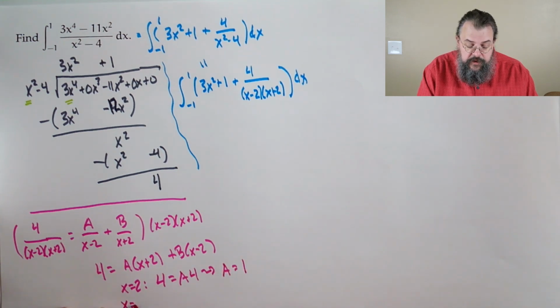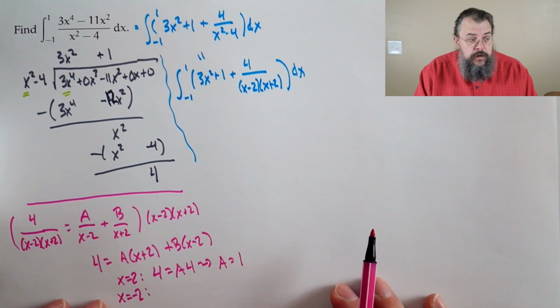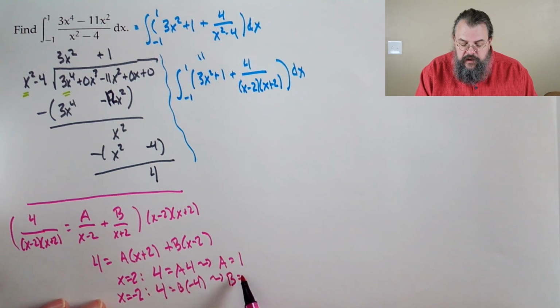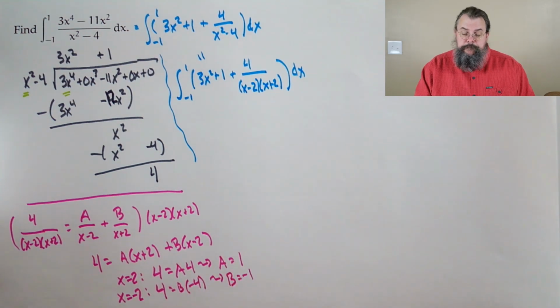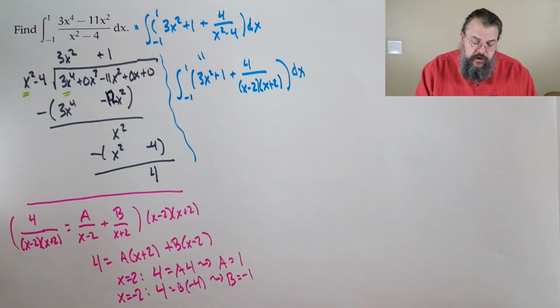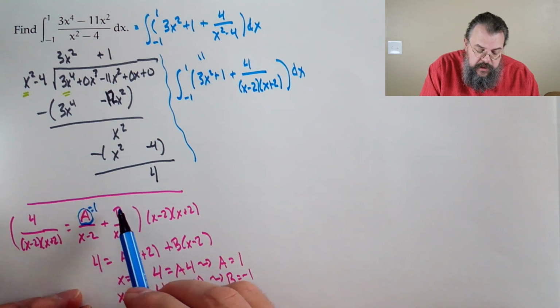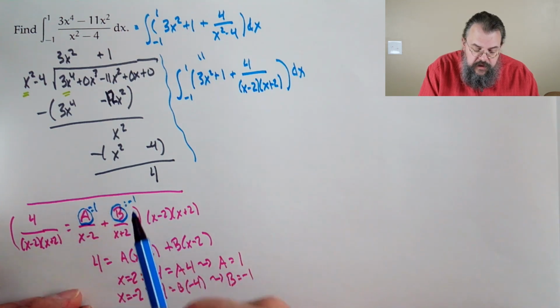If we plug in -2, we get 4 equals a times 0, and here we'll have b times -4. So b times -4. Okay, so b is -1. Okay, good. So we say, aha, beautiful. So this is 1, and this is -1.